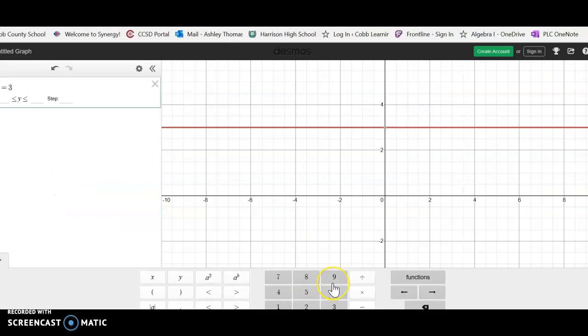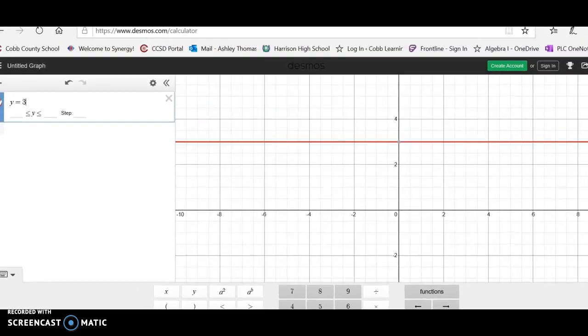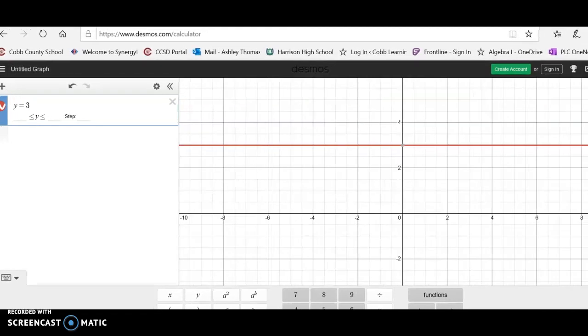I want to remind you quickly that if you're struggling with graphing using transformations, you can also use Desmos or your graphing calculator to create a table and plot exactly the points on the function. So here I've got Desmos up on my screen, and I've typed in the function y equals 3, and I'm going to finish the function.